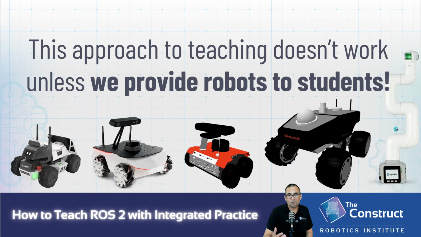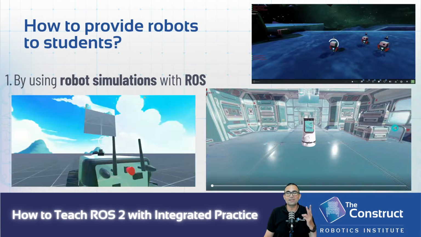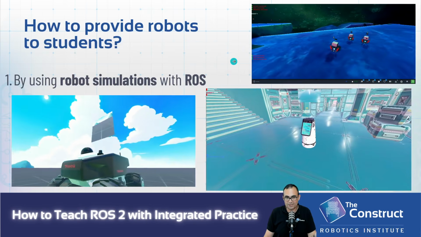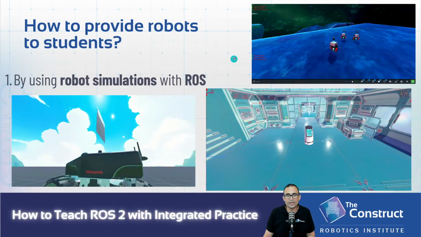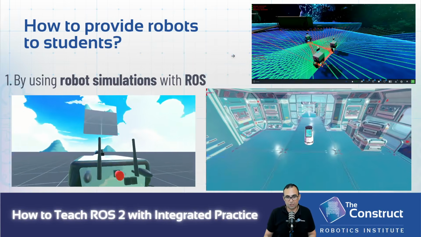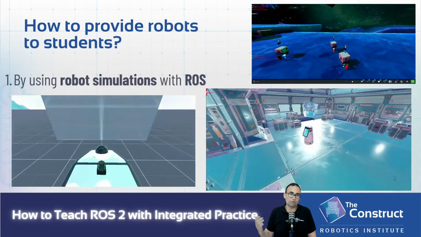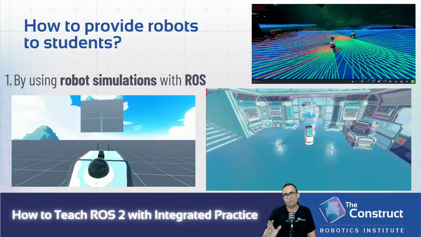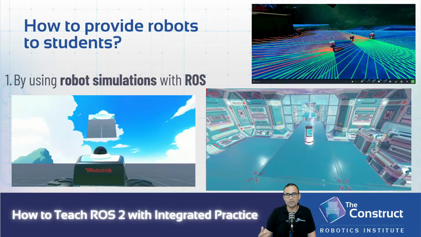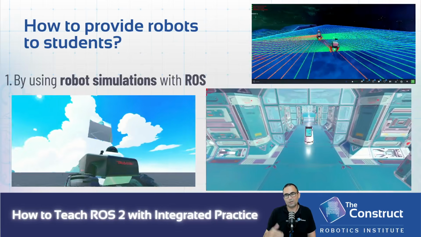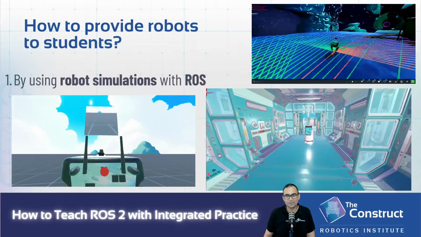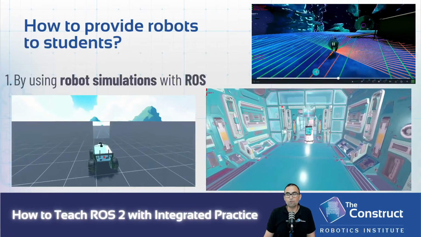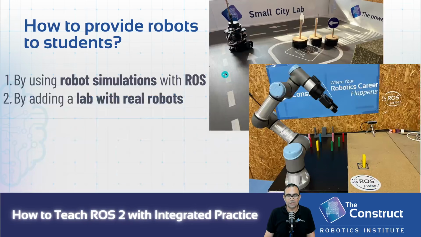Of course, if we are going to work with robots, then we have to provide robots to the students, right? And we can provide robots in different ways. One way is by using robot simulations. Robot simulations that work with ROS, of course, because we are teaching ROS. But even if we are not teaching ROS, I would recommend that you use robot simulations that work with ROS, because they simplify your teaching a lot. So, using robot simulations, this is one way.